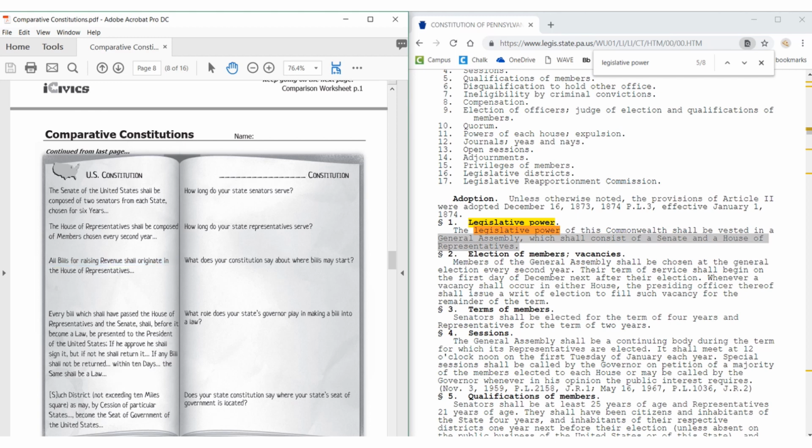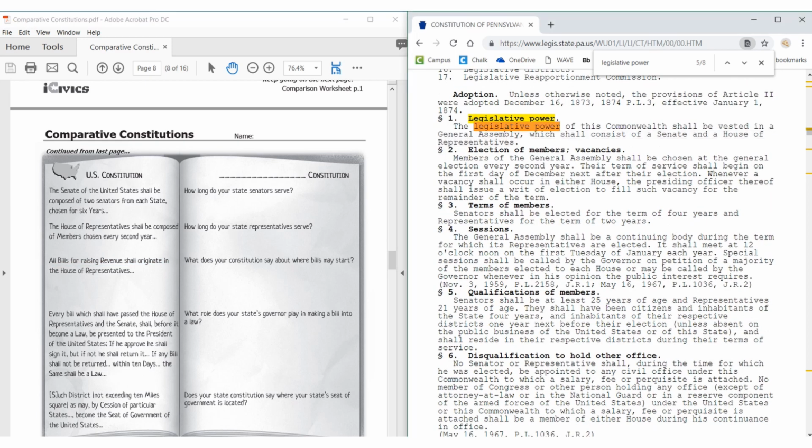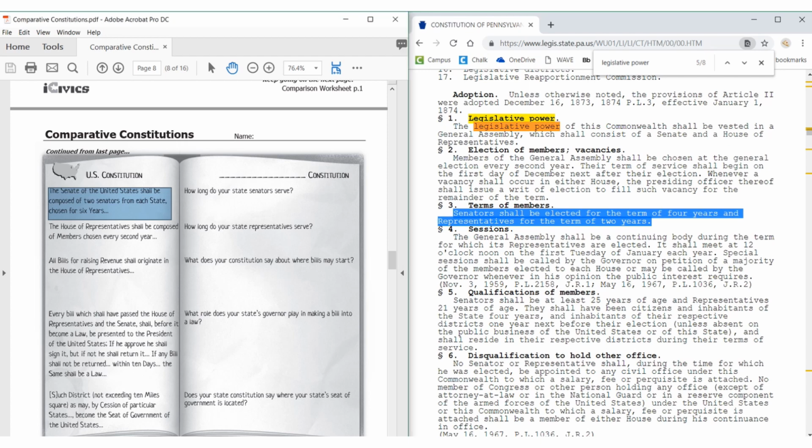The Senate of the United States. So we're going to look, if the next one is the Senate of the United States shall be composed of 2 senators in each state, each chosen for 6 years. So if I look right here, I see election of members. So it'll tell me who is elected. I see right here terms of members, so you're in good shape there. So senators shall be elected for a term of 4 years, representatives for a term of 2 years.